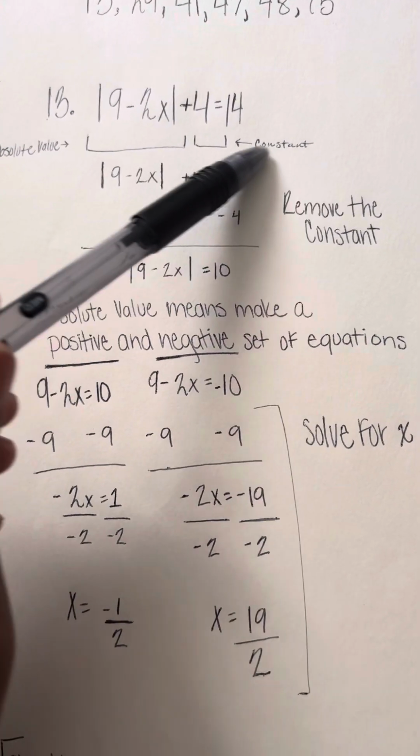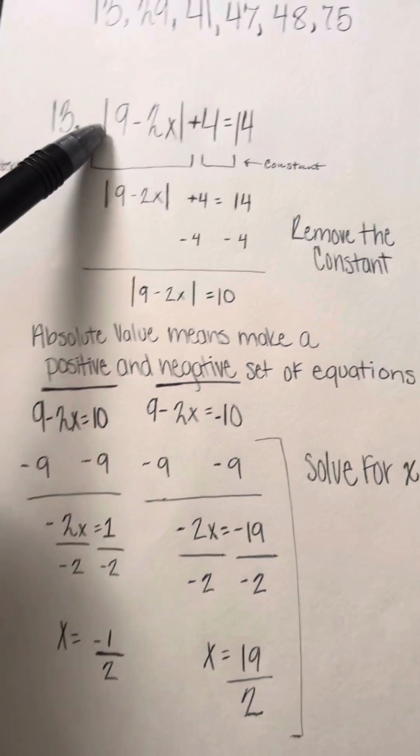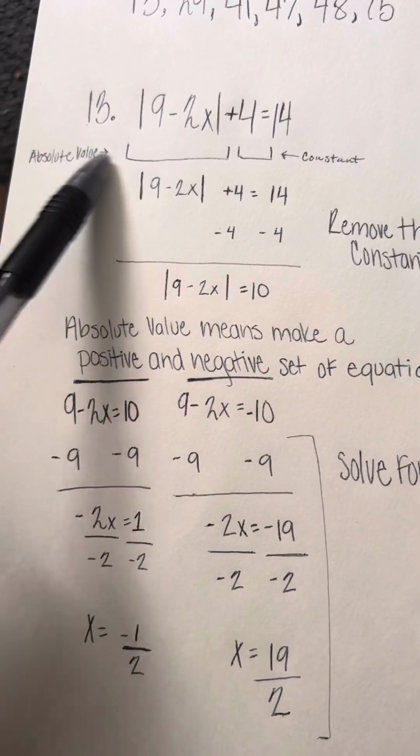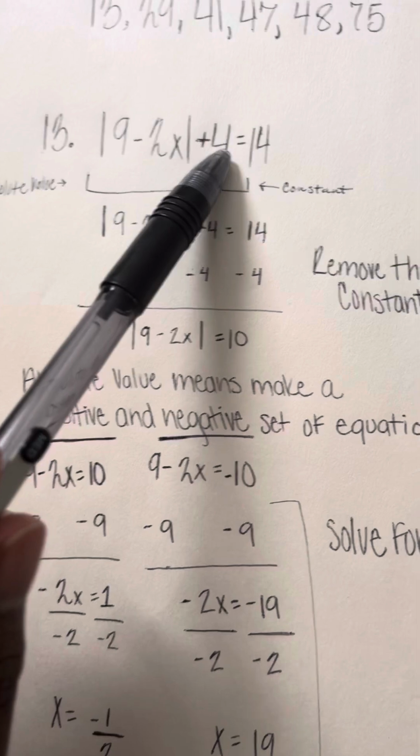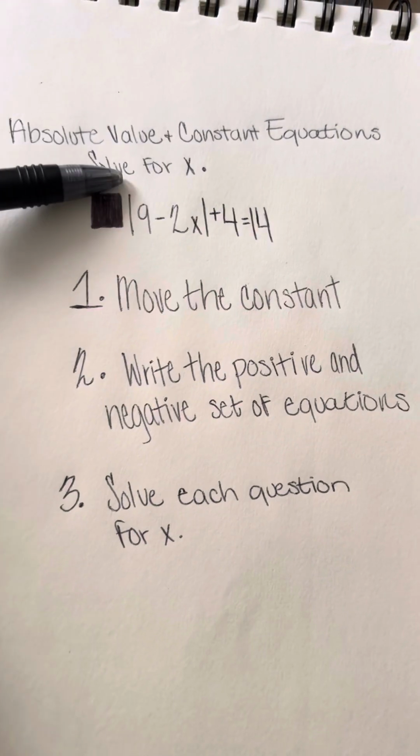we have what we call a constant, and all that is just a number that doesn't have a variable or answer to any type of boundary or rule, like absolute value, okay? So we have our constant, which is just a number, and then we have absolute value, okay? So they're wanting us to solve for x.